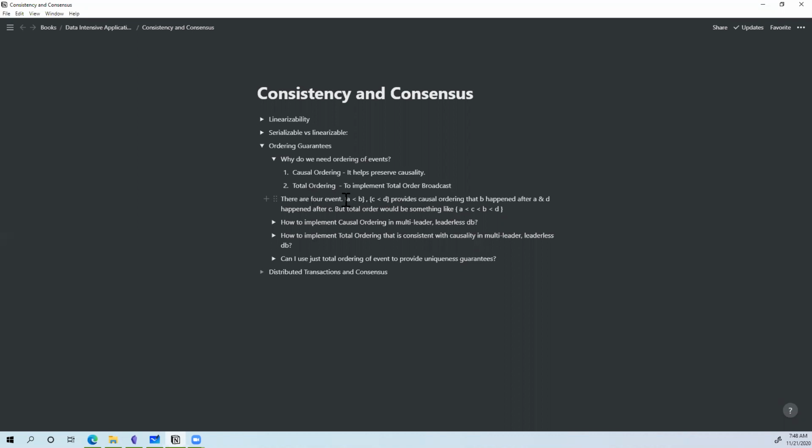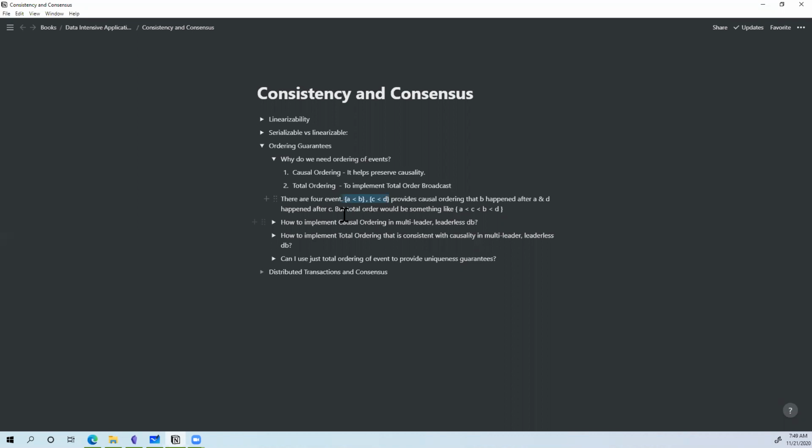So if we are saying that these events are causally ordered, we might say that B happened after A and D happened after C, right? But we don't know about the sequencing of A, B, and this C, D. They could happen concurrently, or we don't know. So this is causal ordering, that we at least definitely know what thing happened after and what thing happened before, but we are not guaranteeing that we will order all the events of your system, right?